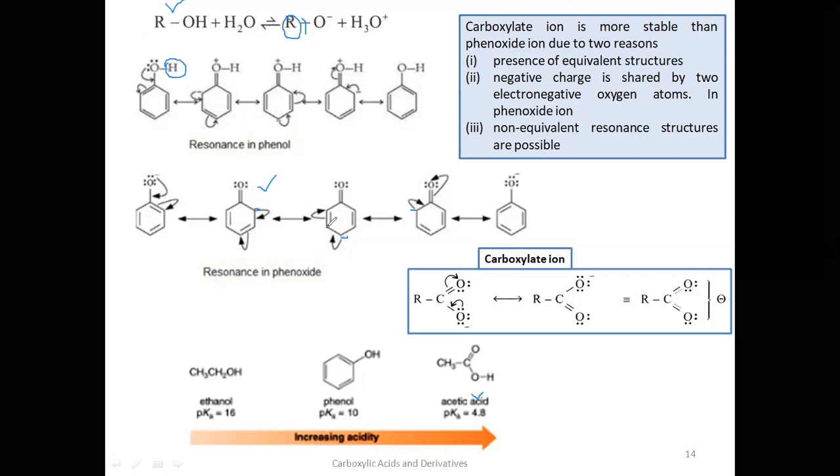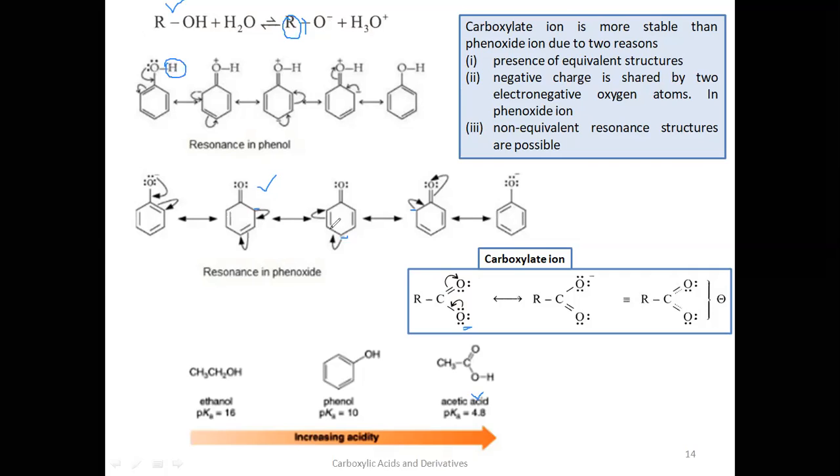It's not that much stable. But here, the negative charge is on the oxygen. Moreover, if you compare the resonance structures here, how many are there? Four. Here only two. Even though the resonance structures are more, this is not as stable as carboxylate. The carboxylate ion is more stable, even with only two resonance structures, because the negative charge is on the oxygen atom.